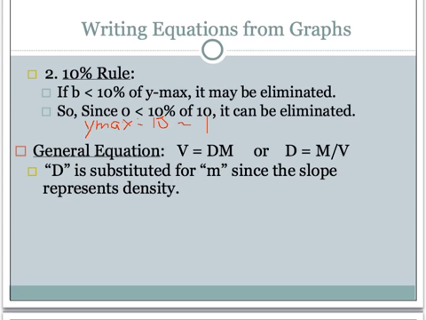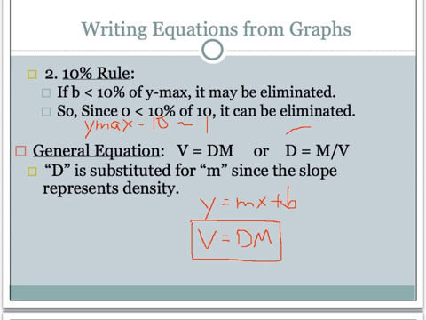So when I look at my general equation, all I'm doing is taking y equals mx plus b and substituting in the variables that I've now determined. My y is v, I said that my slope represents density, I said that my x value is mass, and I said that my y-intercept doesn't actually mean anything. That's why you can say v equals dm is your general equation, which we commonly know as d equals m over v, the equation for density.